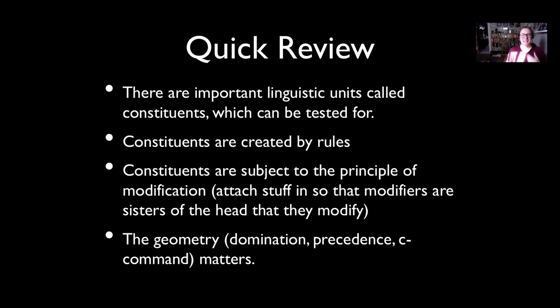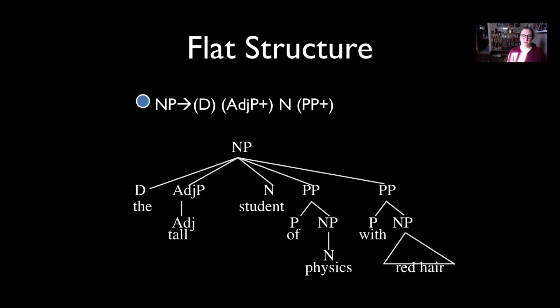Sorry. So quick review, there are important linguistic units called constituents, and we can test for them. We do substitution tests, replacement tests, modification tests. Constituents are created by rules. Those are our hypotheses about how words go together in a sentence. Constituents are subject to the principle of modification. You attach stuff in so that modifiers are sisters of the head that they modify so that you can see their relationship. The geometry, domination, precedence, or C command matters. It makes a difference where, to the meaning of the sentence often, but to how you diagram the sentence, certainly.